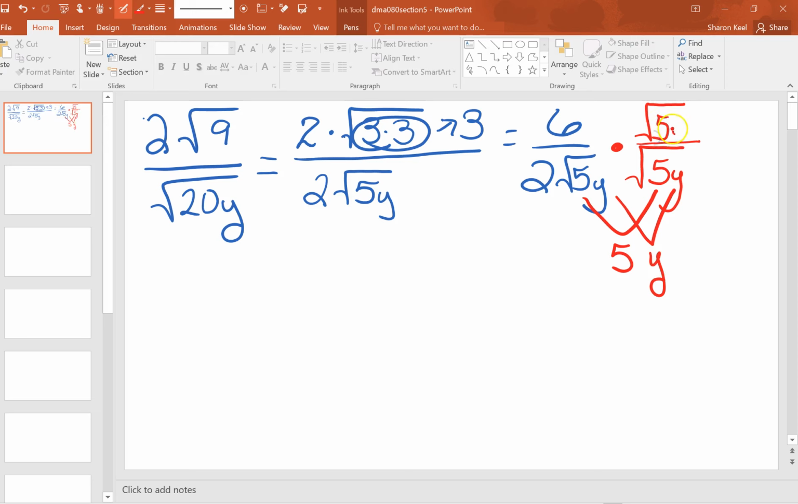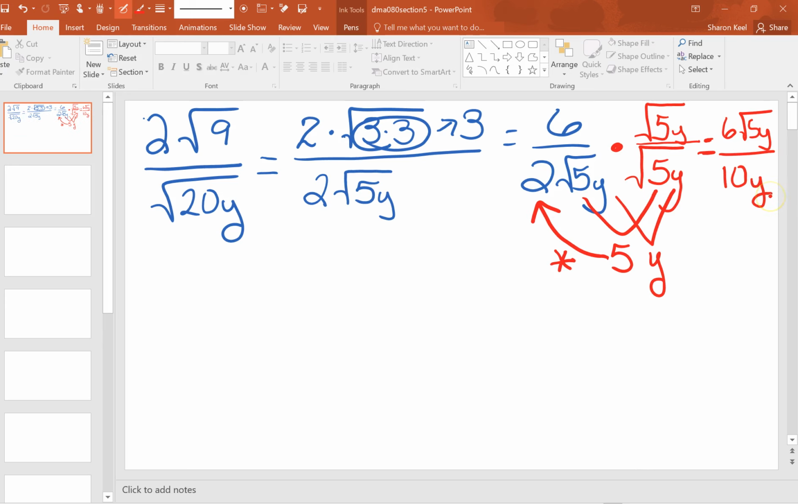We're going to multiply the exact same thing on the top. So in the numerator, what I now have is a 6 square root 5y over this 5 is a whole number. We're going to multiply times the whole number 2, which gives us 10 and a y.